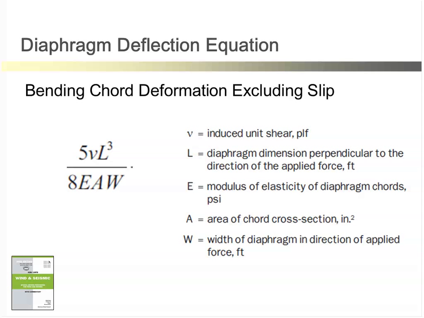So the first term of the equation is for bending, chord deformation, excluding slip. And you see the term V, the induced unit shear. L represents the dimension perpendicular to the direction of the applied load. E is the modulus of elasticity of the diaphragm chords. A is the area of those chords. And then W is the width of the diaphragm in the direction of load.